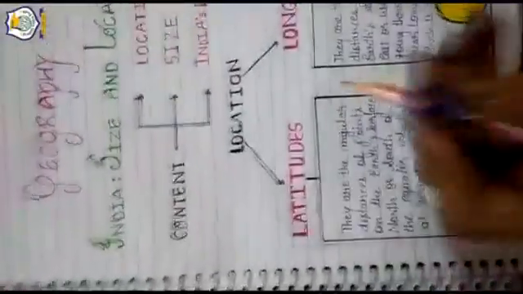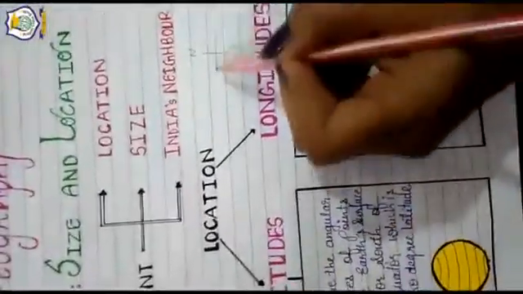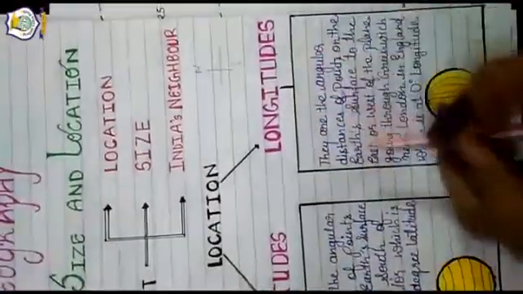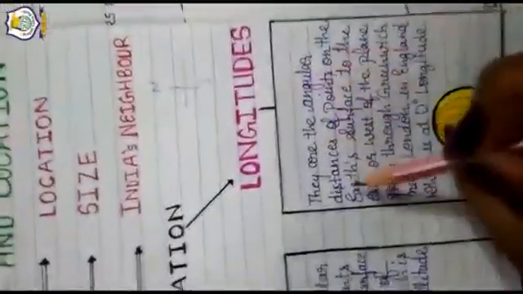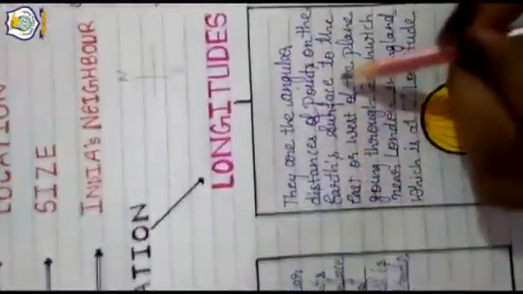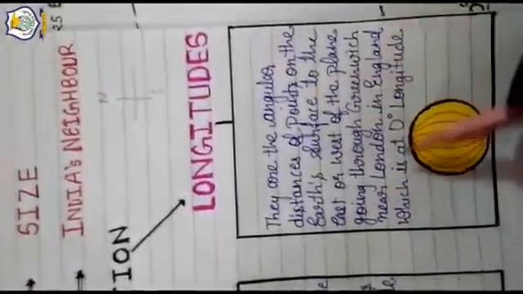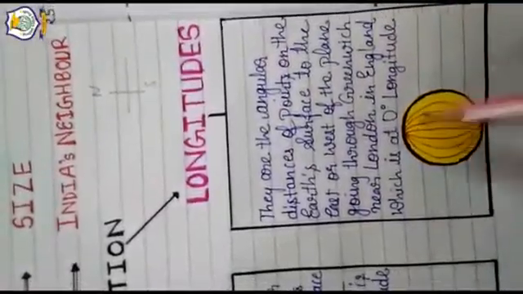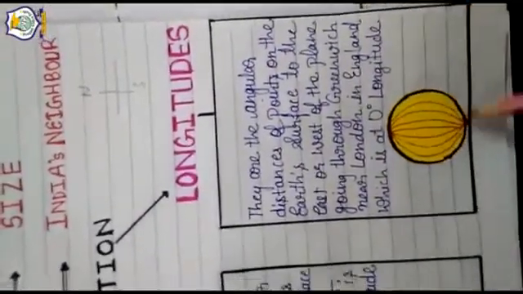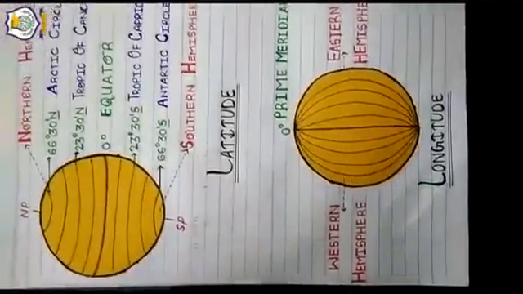Now we will discuss longitude. The equator is the reference line for the north and south direction. But we need one more reference line for east and west direction also. So for that we will discuss longitude. They are the angular distance of points on the earth's surface to the east or west of the plane going through Greenwich near London in England, which is at 0 degree longitude. So these vertical lines are longitudes.